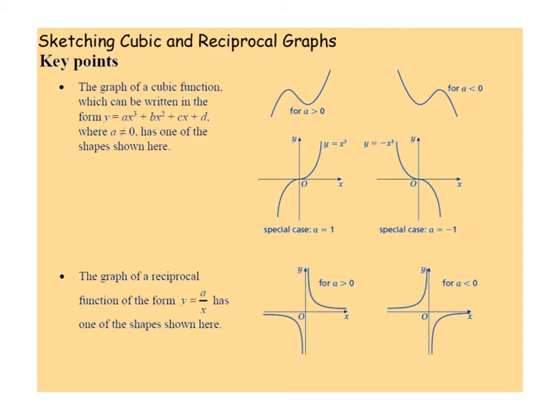And the key point, I suppose, is that x can't be 0, because if it was, then you'd be dividing by 0, which isn't possible. And y also can't be 0, because there's no value of x that you can divide by so that your answer is 0. Doesn't matter what value of a you have there. Okay, on to the rest of the key points.